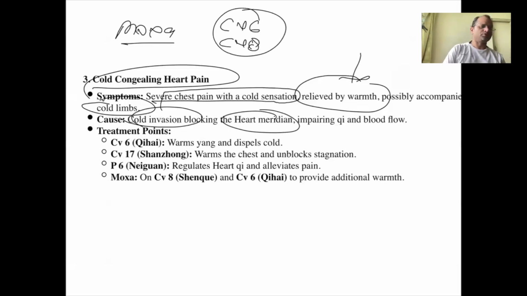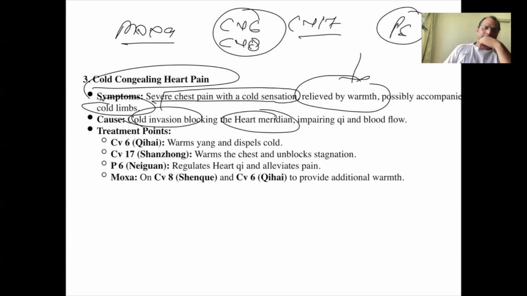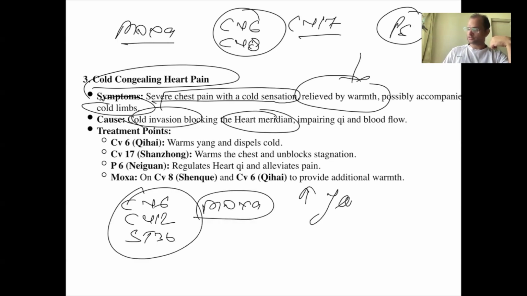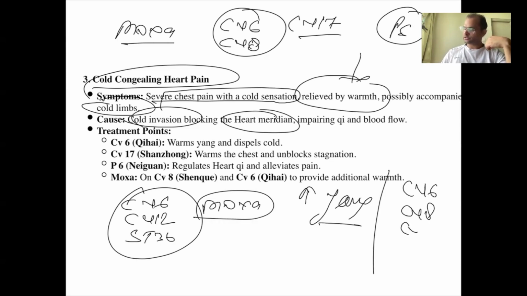नाभि पर मोक्सा करो, सबसे पहले नाभि पर मोक्सा करो। ओके, CV17 पर मोक्सा करो। Do the moxibustion on CV17 और pericardium 6 लगा दो, इतना काफी है। And if you want, you can do CV6, CV12, stomach 36 moxibustion. They will increase the yang. Or this option, another option: CV6, CV8, CV17, pericardium 6.